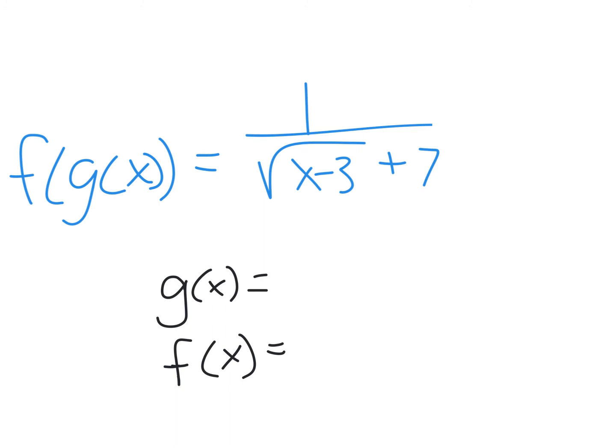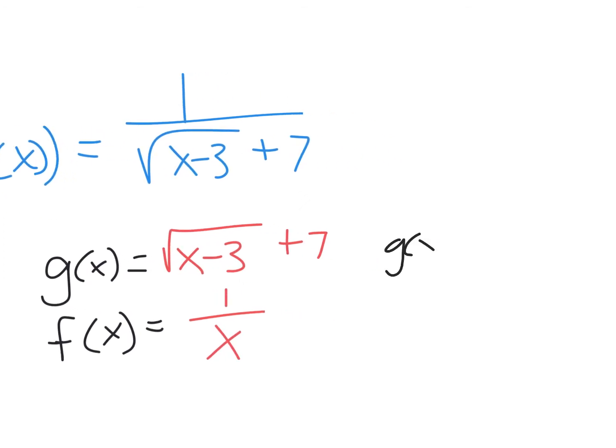All right, so you could have said x minus 3 was the thing that got eaten. Or you could have said the square root of x minus 3 is what got eaten. Or you could have said the square root of x minus 3 plus 7 was the thing that got eaten. And if all of that got eaten, it got eaten by a 1 over x function. That's one way.